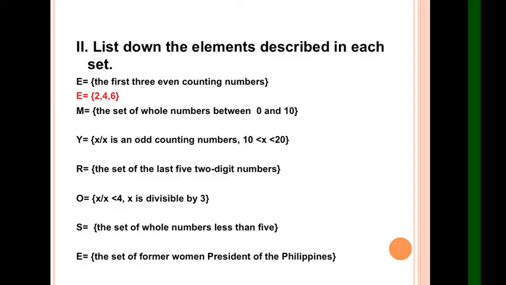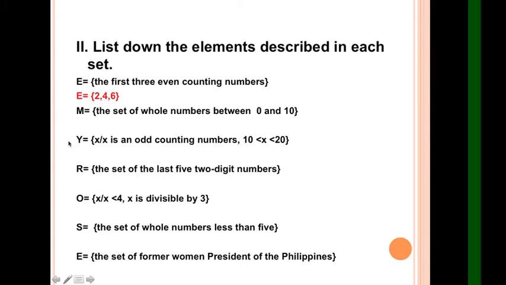And then, it is an even number. So, first 3 even. What are the first 3 even? The first even numbers. These are 2, 4, and 6. And we only need three here in our letter E.